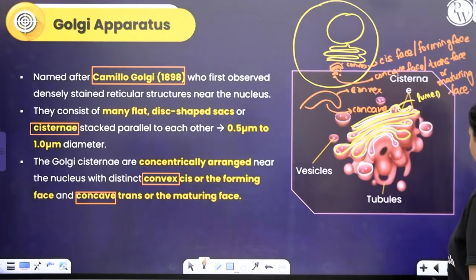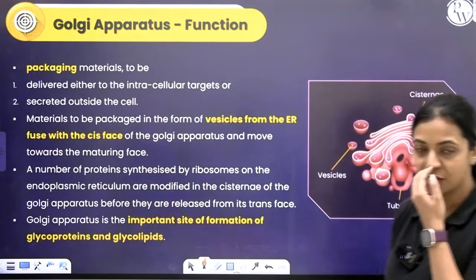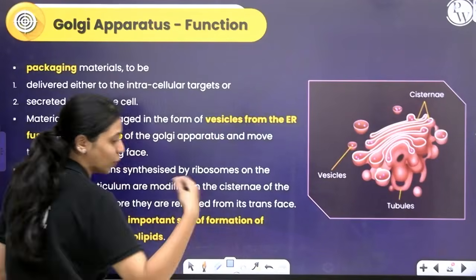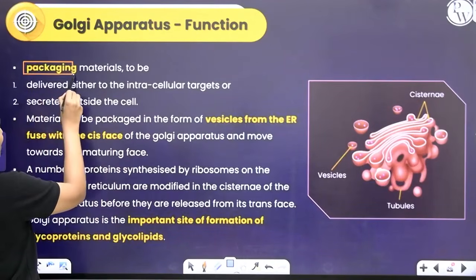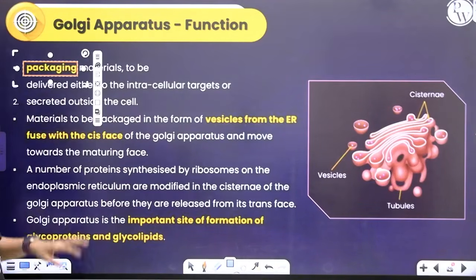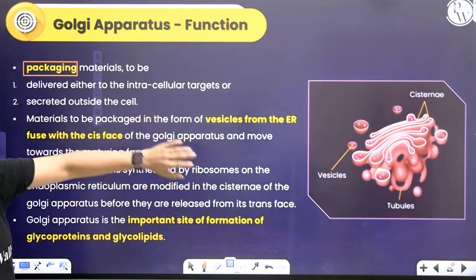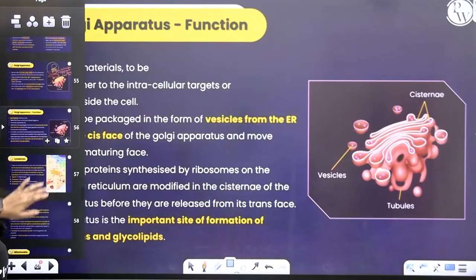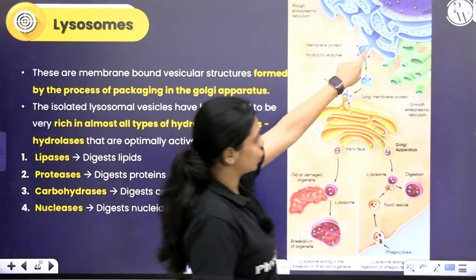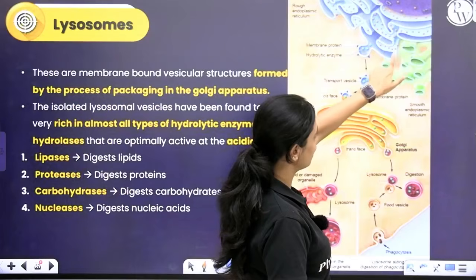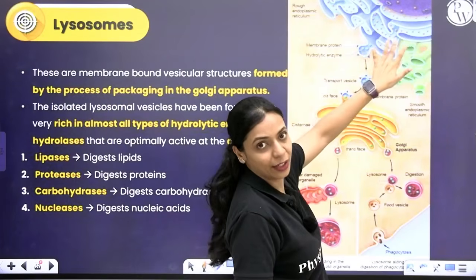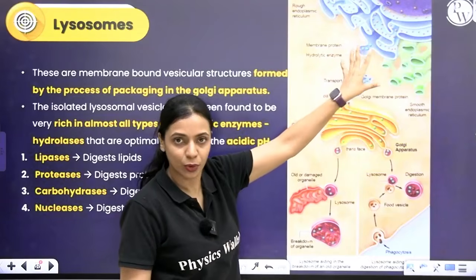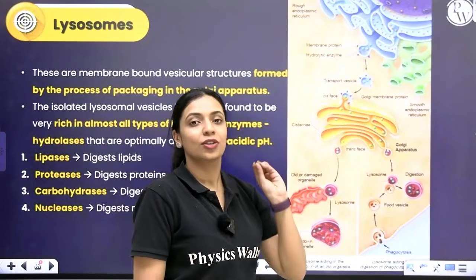Now let's talk about its functions. What is the function of Golgi apparatus? It is involved in packaging material that has to be transported somewhere within the cell or somewhere out of the cell. Okay. I'll tell you how endoplasmic reticulum's function is related to this organelle's function with the help of this diagram. Here you see, this is the endoplasmic reticulum, rough endoplasmic reticulum. On the rough endoplasmic reticulum, you have ribosomes. Ribosomes synthesize proteins. Let's say the ribosome has synthesized some protein to which sugar has to be added.